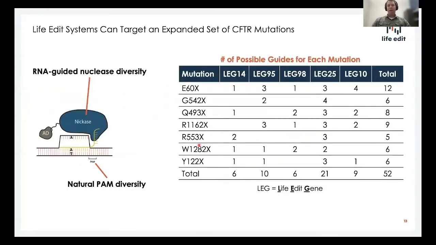To help illustrate how an expanded palette of PAM specificities is useful in the context of cystic fibrosis, here I'm showing you some of our lead nucleases. We call our nucleases LEGs, or Life Edit genes. And for each of these nucleases, I'm showing you the number of potential guides that are capable of targeting each of these class 1 mutations. As you can see, for each mutation, there are several guides and several systems that could potentially be used to target these mutations. And so in this instance, we're no longer limited by the PAM specificities of SpyCas9, and we can essentially target all of these mutations.